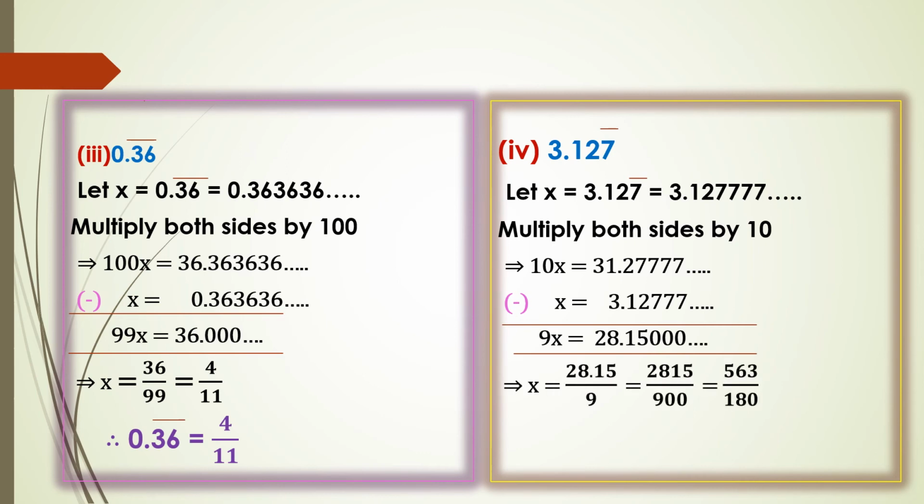So 9x equal to, if you observe carefully, 0.1500. No need to take these zeros, but you should take this 15 also. As there are 2 digits after the point, I'll divide by 100. If there are 3 digits after the point, then I should divide by 1000. Dividing by the numerator is nothing but multiplying with the denominator, right? So 900, cancel it in the 5 table, you'll get 563 by 180. This is your p by q form. Understood? So let us go to the next problem.